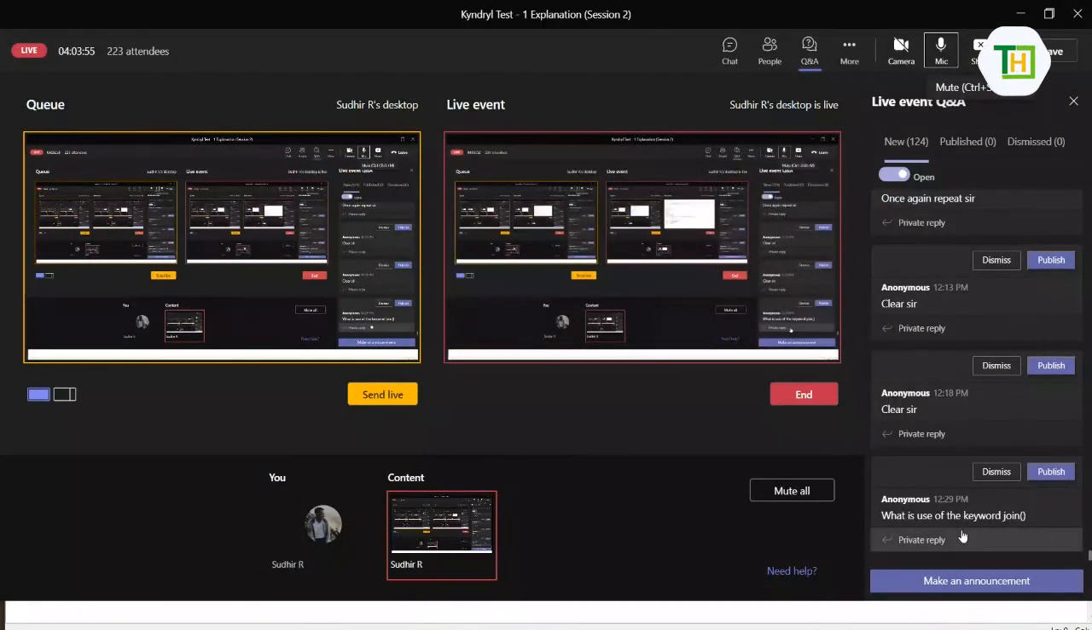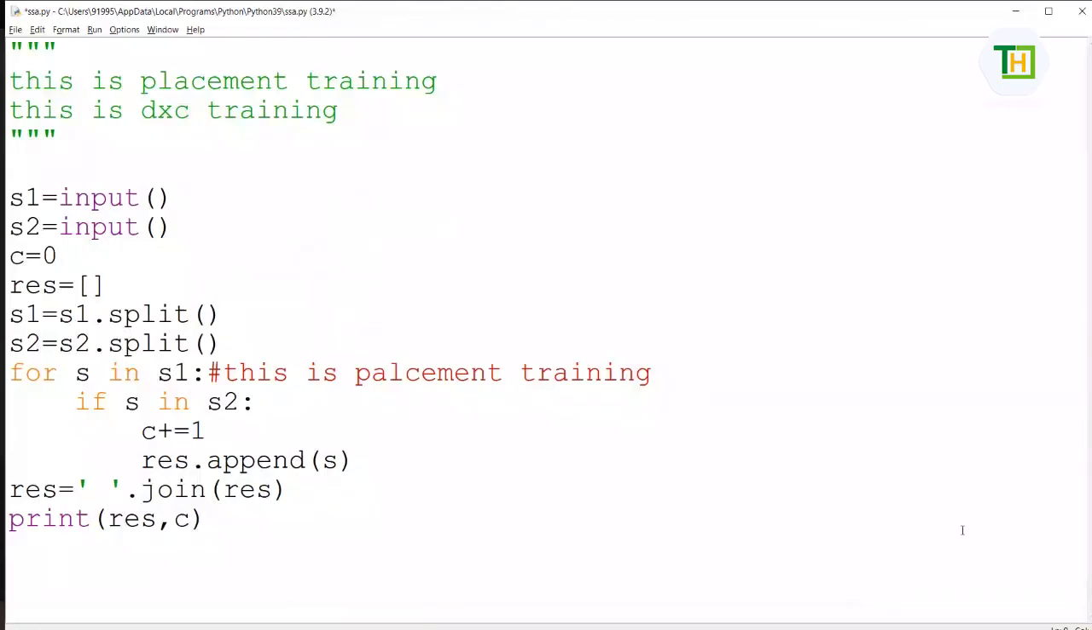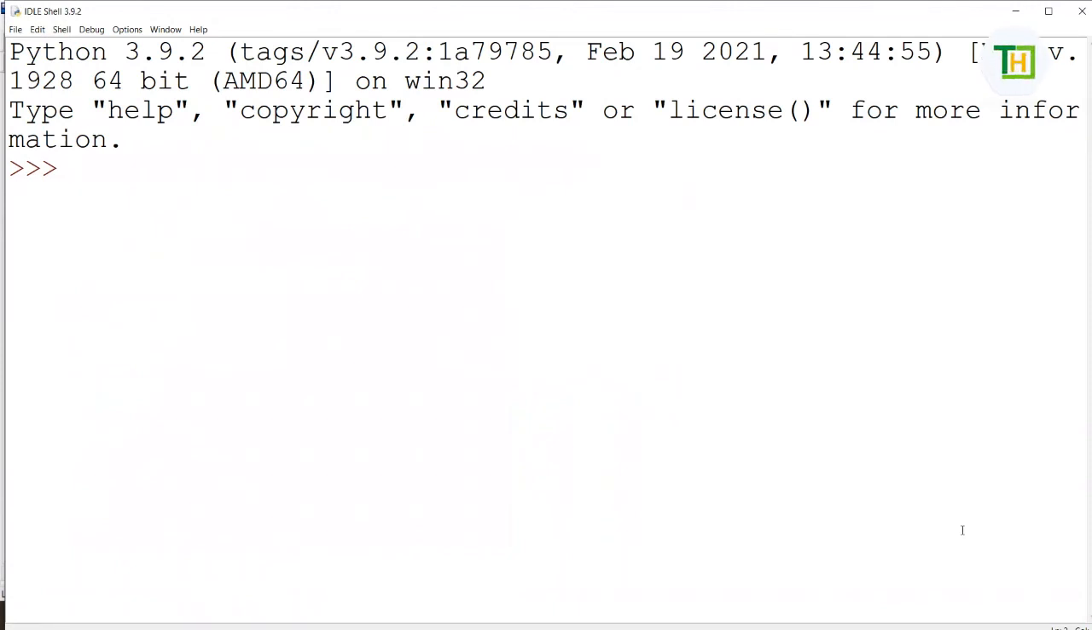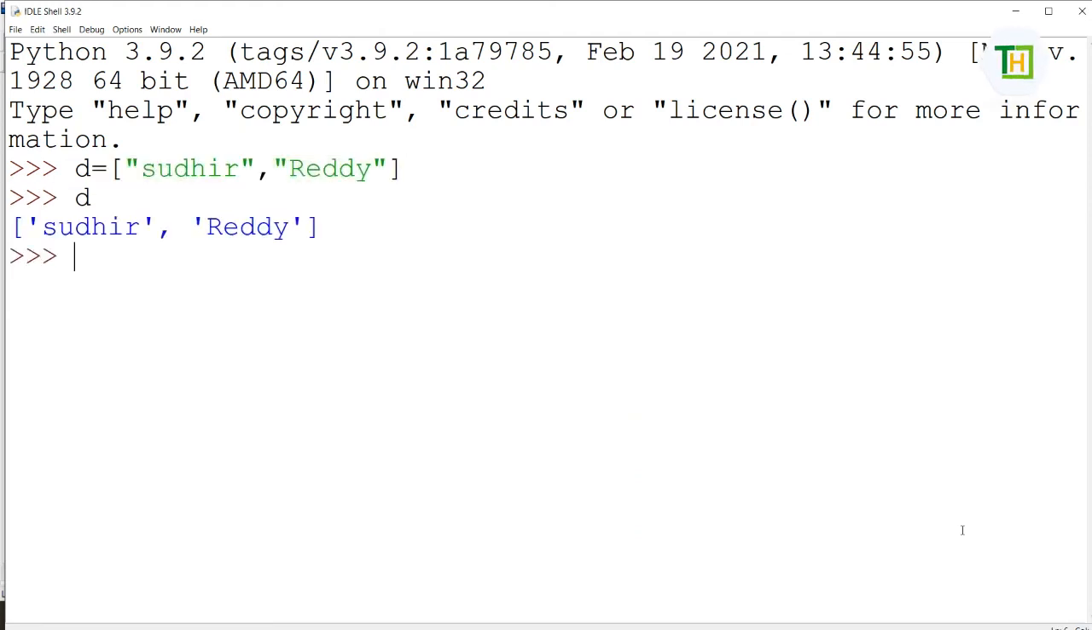The keyword join is used to add. For example, I will show you. For example, there is a list of two strings like this. A list of strings, right? I'm going to add these two strings.